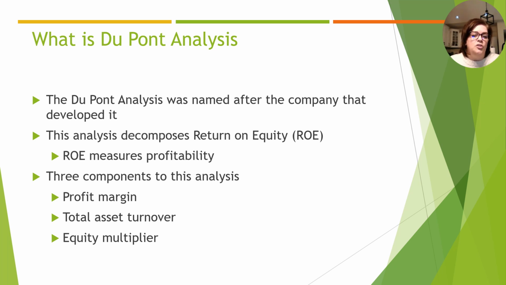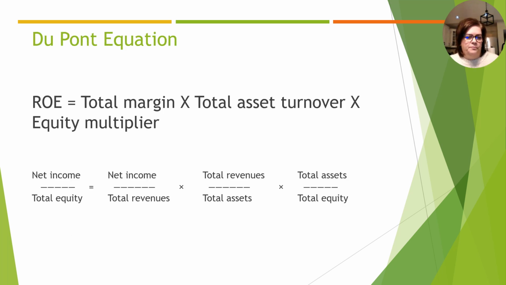But basically, the DuPont analysis is an analysis that decomposes return on equity, and return on equity is the measure of dollar of earnings per dollar of equity investment. And there's three components to this analysis: the profit margin, which is the expense control, the total asset turnover, which is asset utilization, and the equity multiplier, which is your debt utilization.